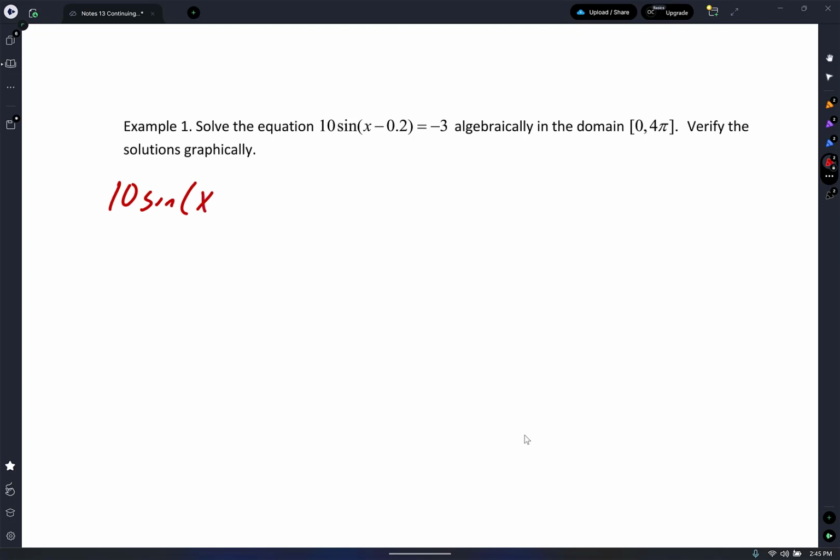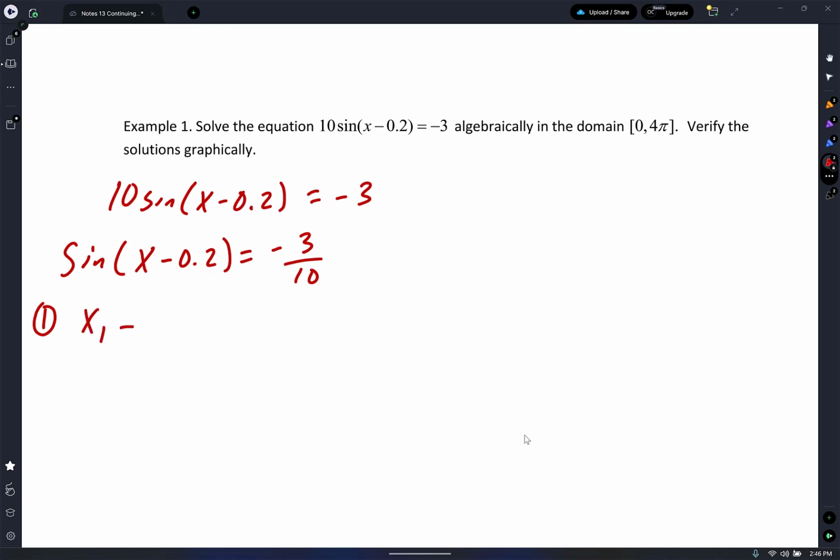10 sine x minus 0.2 equals negative 3, and I wish I had a button that I can push for fire. What do I do first? Divide by 10. Sine x minus 0.2 equals negative 3/10. Get up to there. What do I do next? Inverse. We have 2 expressions. Here's my first one. I'm going to put up number 1. x1 minus 0.2, that's a subscript, equals arc sine of negative 3/10.